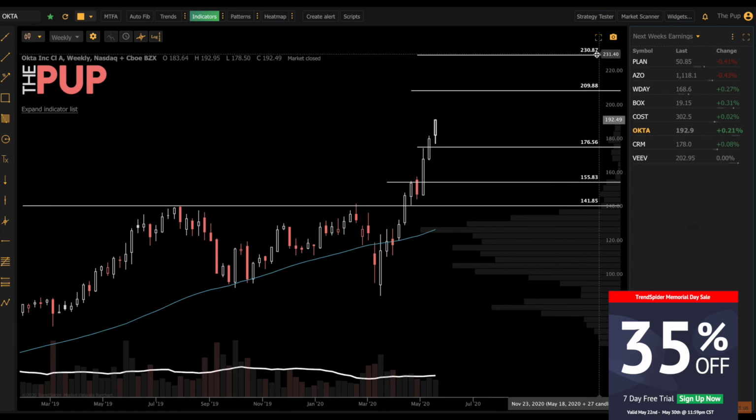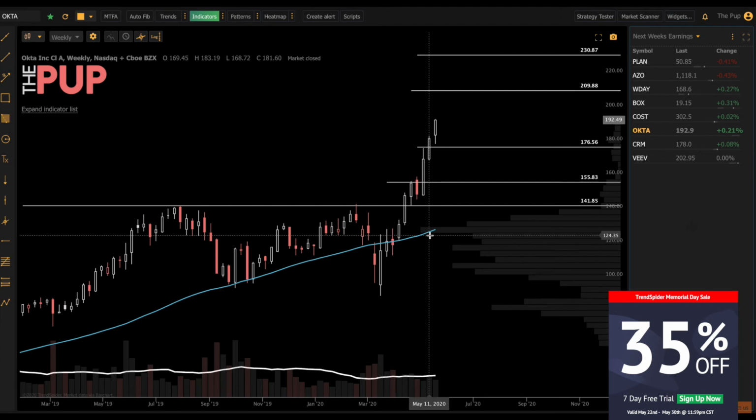I think OKTA is just one of those companies that, because of the nature of how business is done and the nature of the use of the cloud and securing online access to cloud-based softwares, I just think OKTA is going to be a gold standard moving forward. So something to keep an eye on. Maybe buying pullbacks to the 50 might be a good way to trade this. Everybody's got their own trading style.